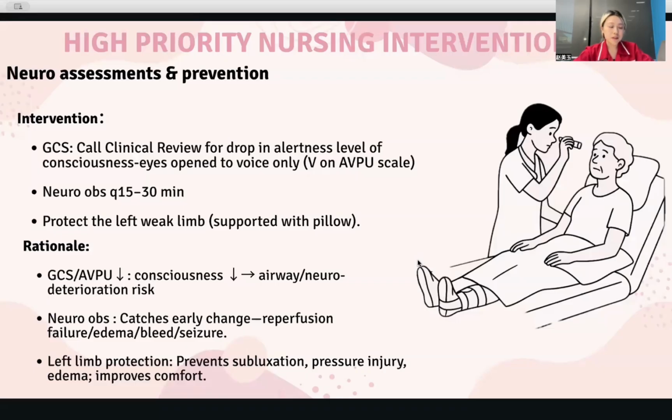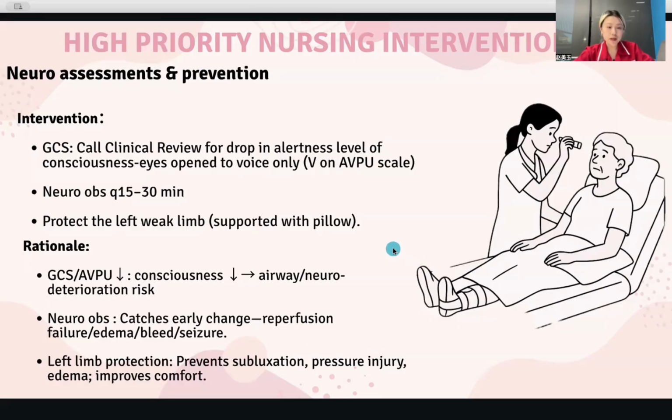We need to do the neural assessments and prevention. We watch the GCS closely. If the patient only opens eyes to voice, we need to call a clinical review for possible deterioration. And neuro obs, we do frequently, every 15 to 30 minutes. It can help detect early signs of perfusion failure, edema, or bleeding.